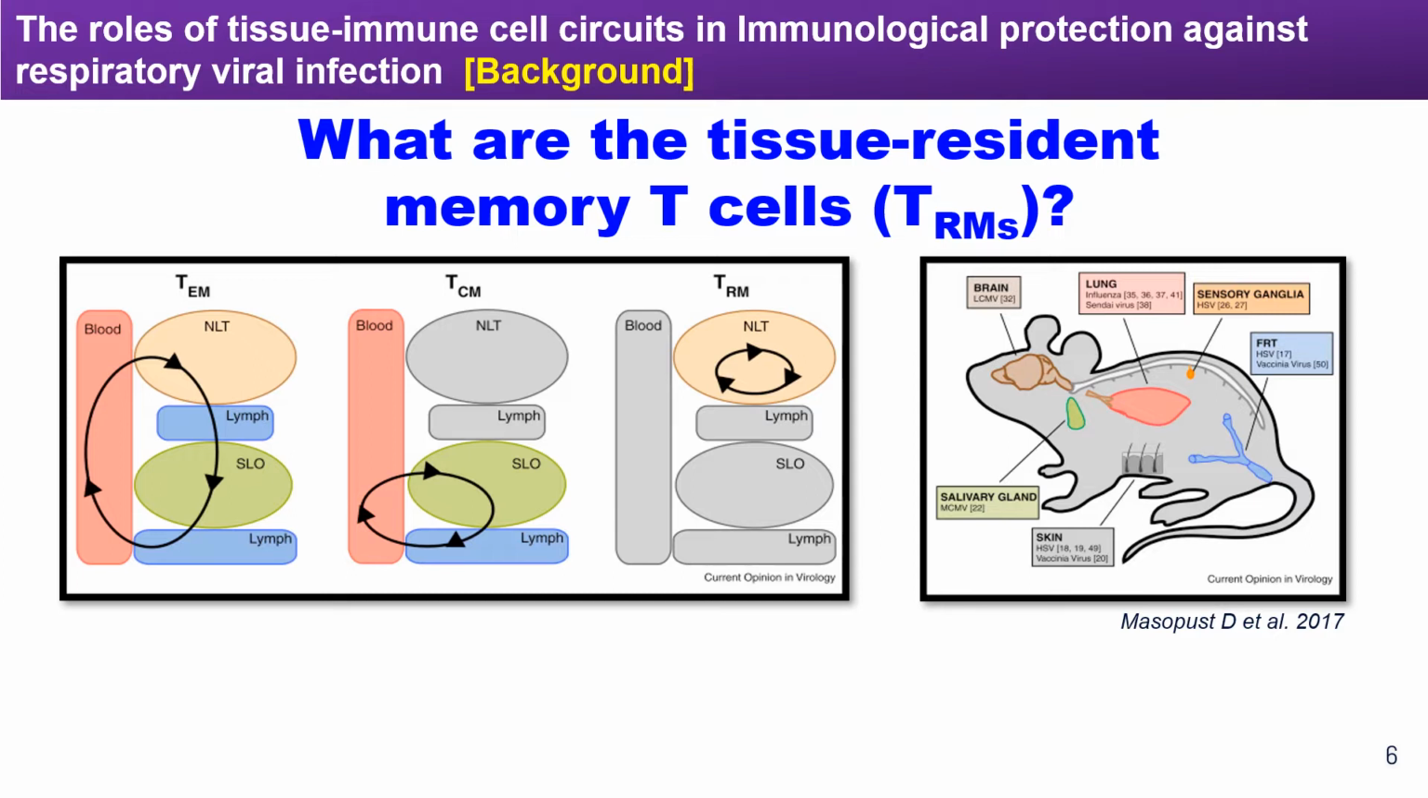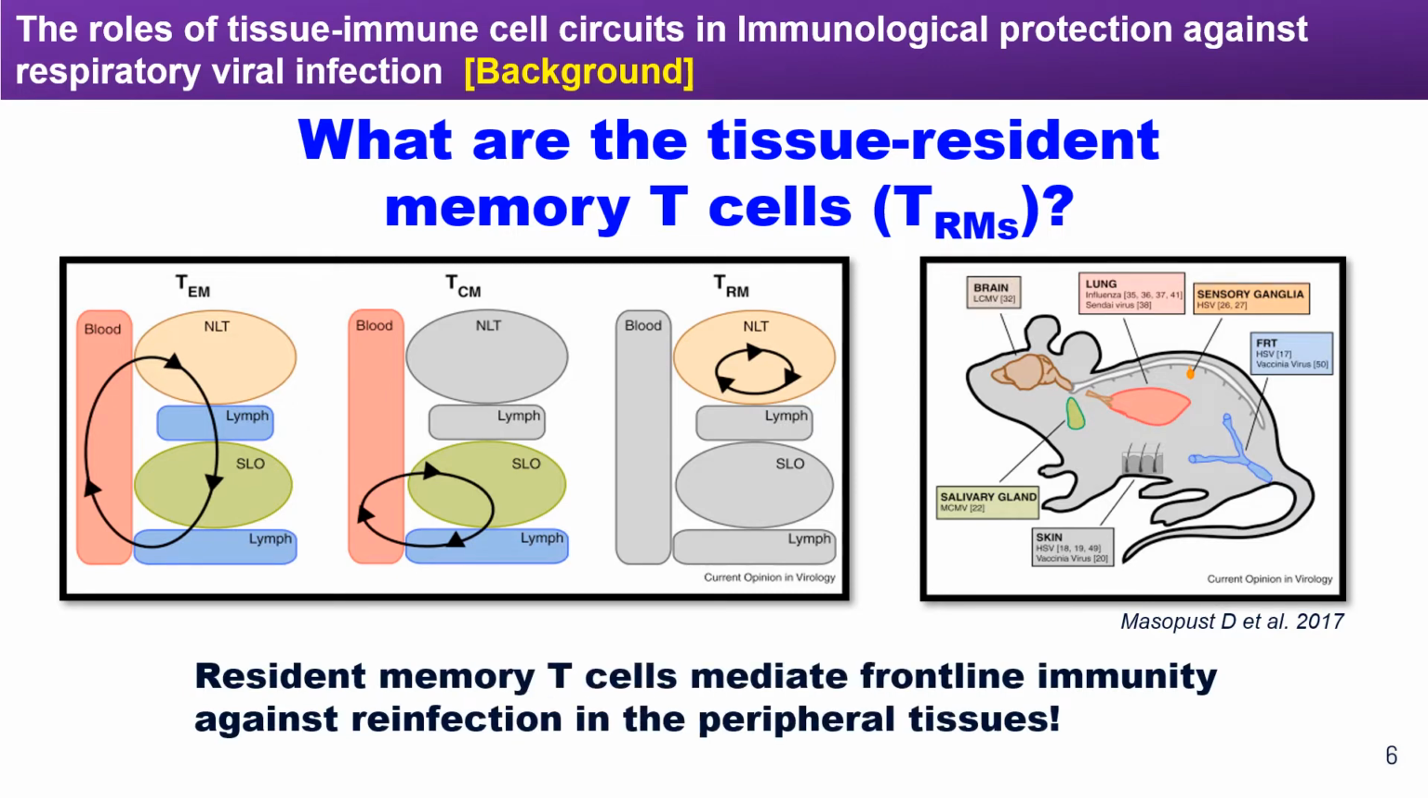The tissue-resident memory T cells, the TRM, were observed in a lot of different tissues, like the brain, lung, FRT, and skin. So we believe that the resident memory T cells mediate the frontline immunity against reinfection in the peripheral tissues.